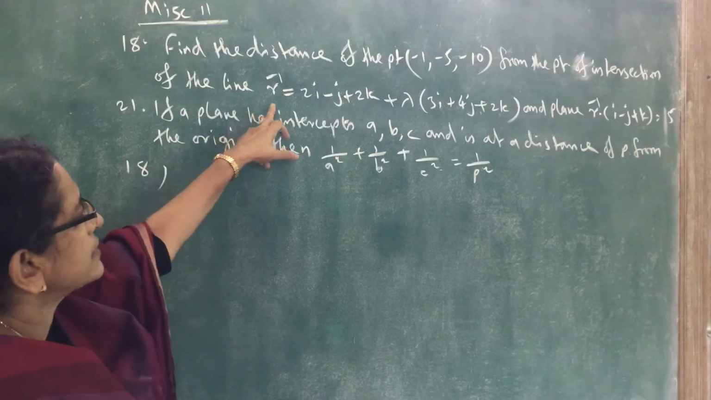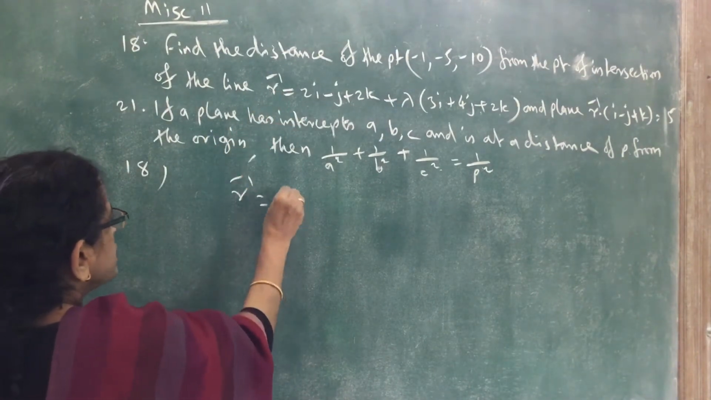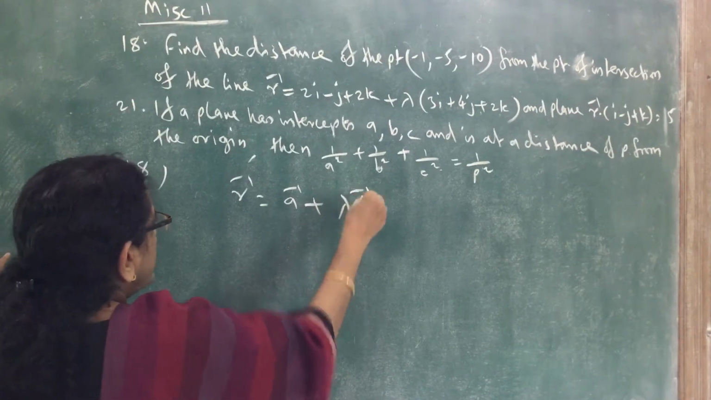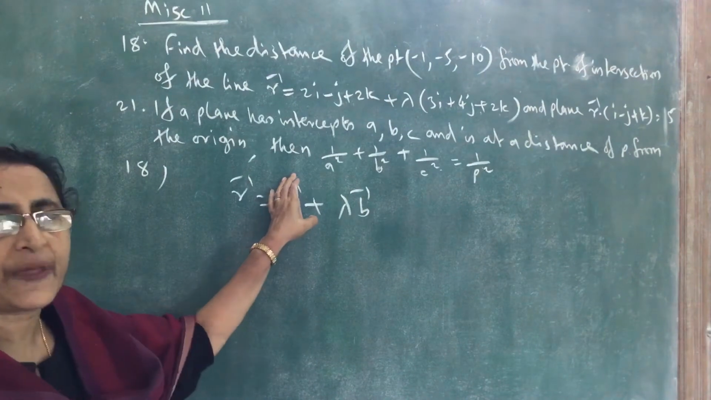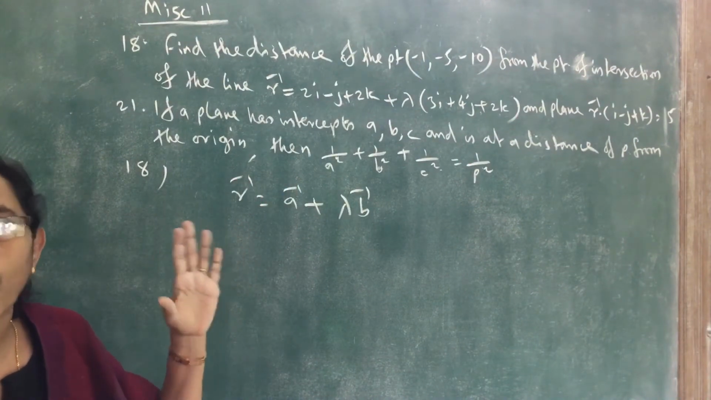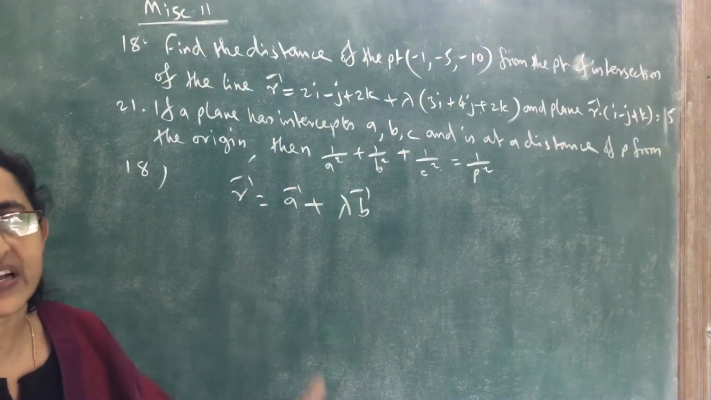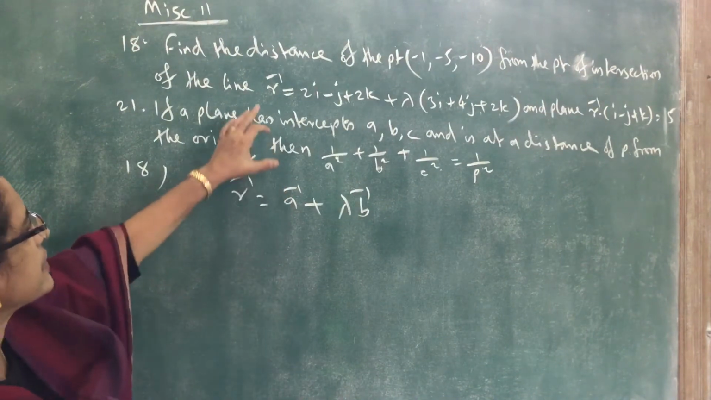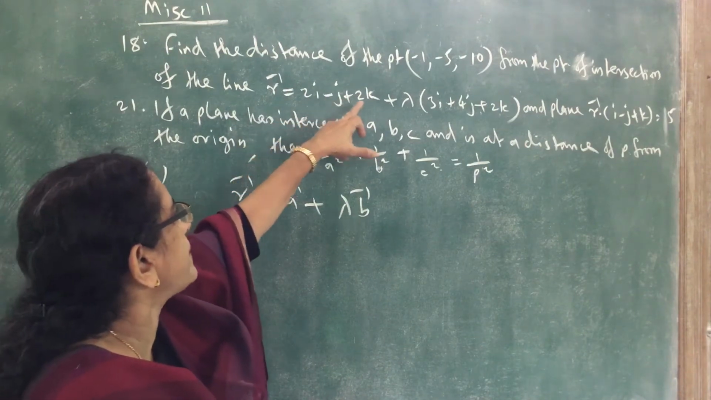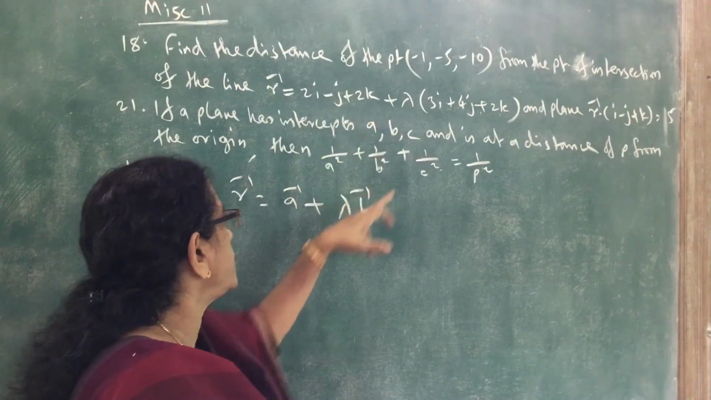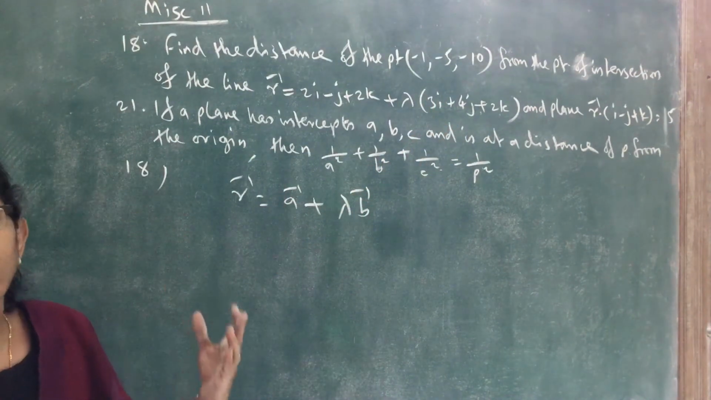See here, we know the general form of the equation of a line: r equals vector a plus lambda times vector b. This is the general form of a line. In this, what is vector a? That is the position vector of the given point on the line. And vector b is the direction vector or parallel vector. So here this is given in vector form: vector a is 2i minus j plus 2k, plus lambda times vector b. This is vector b. So what is the given point on the line?